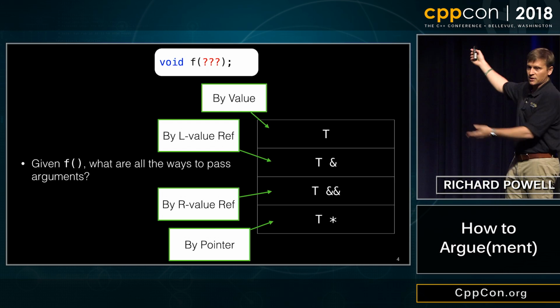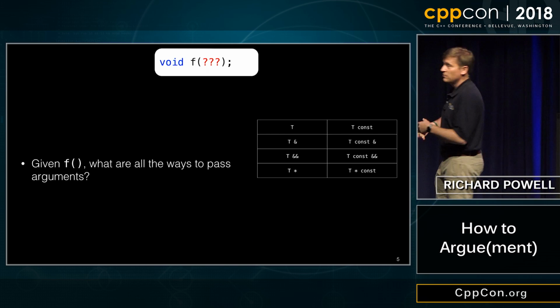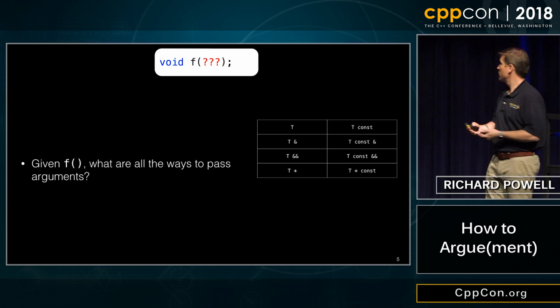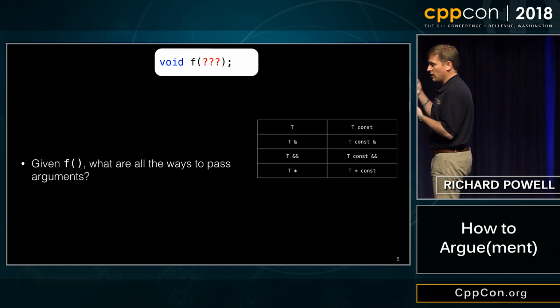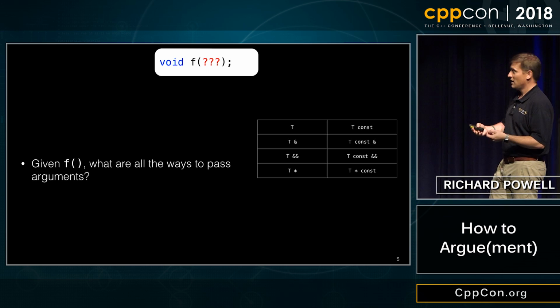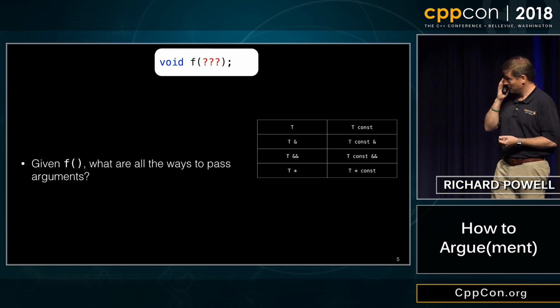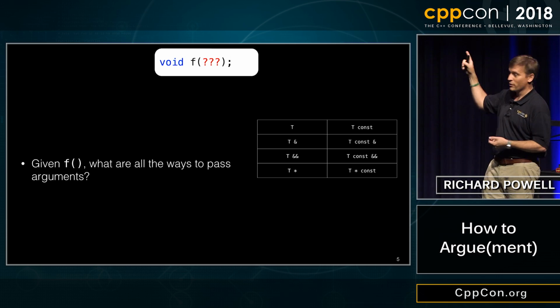But this is only a little bit of the list. There's a whole lot more. We have our const versions of those, so you can take by const value, you could take by L value to const, or an R value to const, I guess you could. You could take by a const pointer. Pointer to const. No, it's a const pointer to an object.